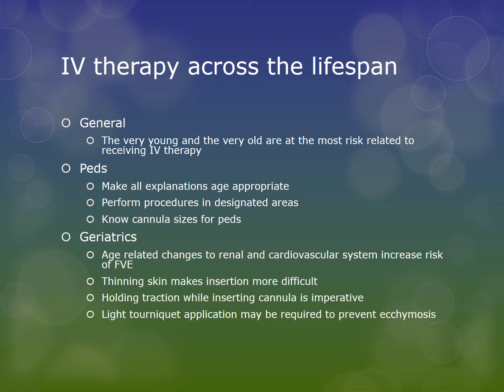All right, so IV therapy across the lifespan involves basically talking about peds and gerons, right? Because pretty much all that we've talked about for the most part is adults. You know that the very young and the very old are always at most risk for what? For like everything. Just about everything that we talked about. The very old, the very young. Young because their systems are not as well developed. The very old because their systems are in a state of decline. Plus, older people have more chronic illnesses.